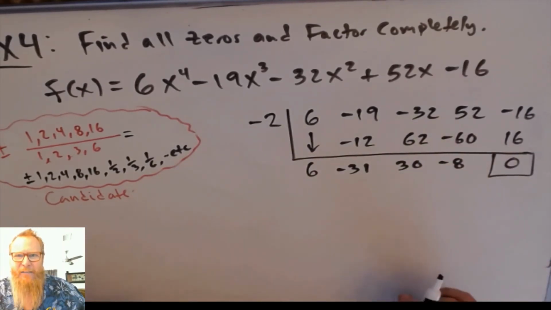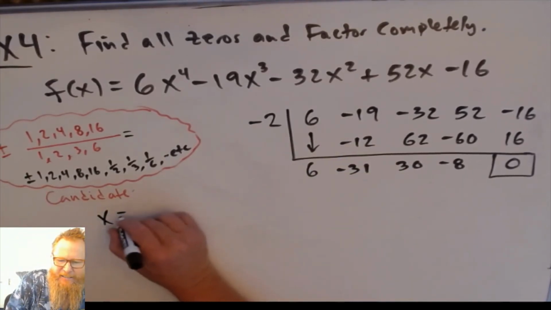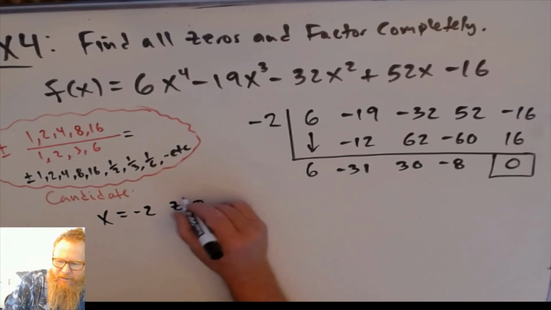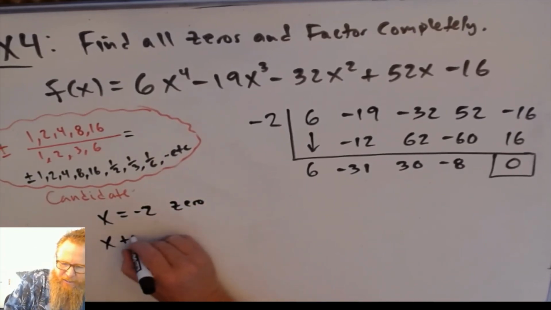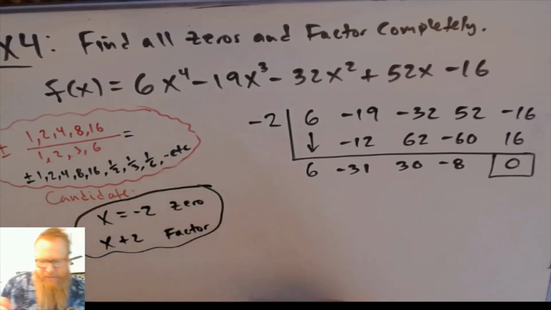And we have a factor, right? So we might as well start chalking this up. We have x equals -2 is a 0. x plus 2 is a factor. Let's save our work here.